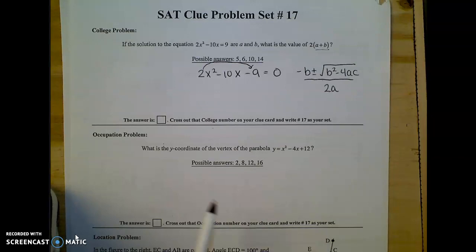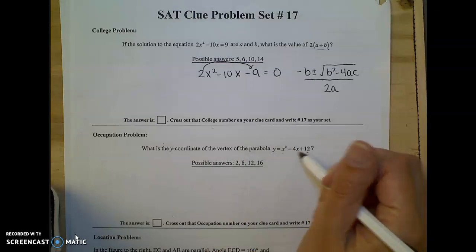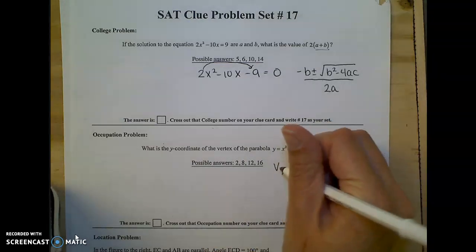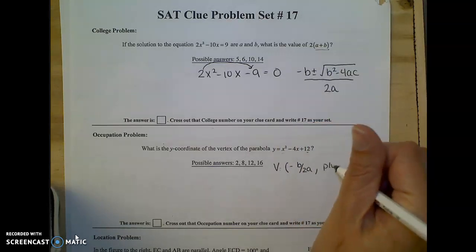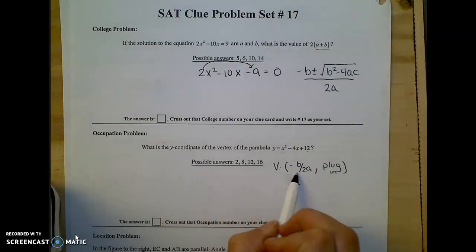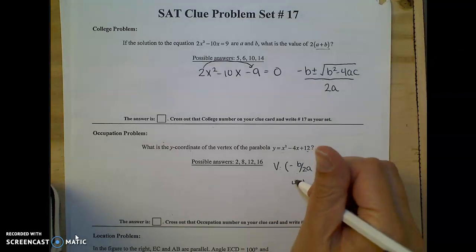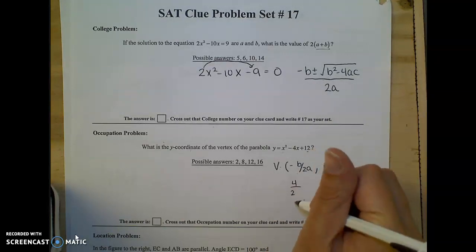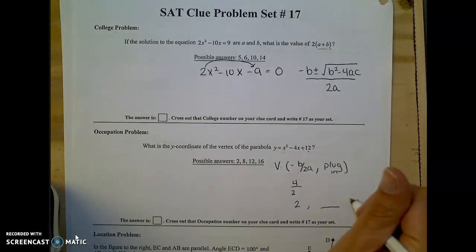All right, next problem. What is the y-coordinate of the vertex of this parabola here? So this parabola is in standard form, and I find the vertex by doing negative b over 2a, and then I plug it in to get the y value, which is unfortunately what they want. So I have to find x so that I can plug it in. And so I'd have 4 over 2 times 1, so 2, and then you just plug that in to get your y value, and that's the one you want.